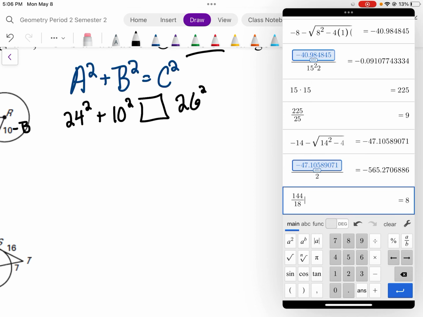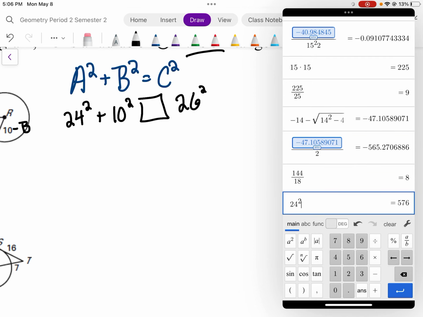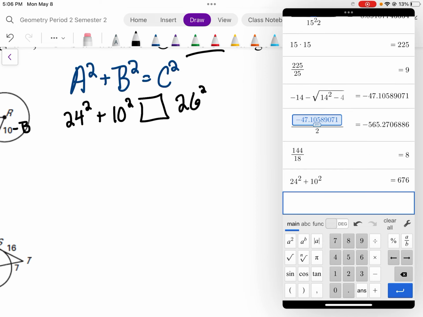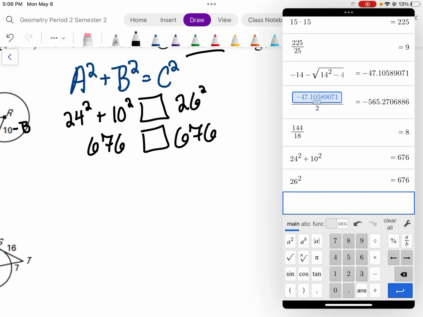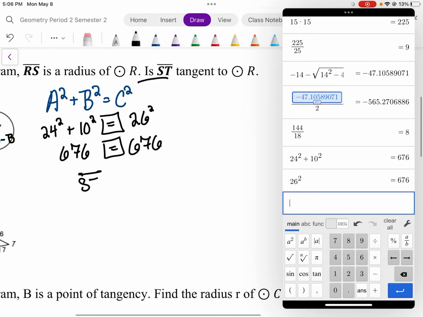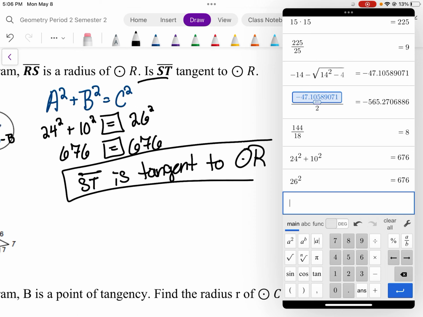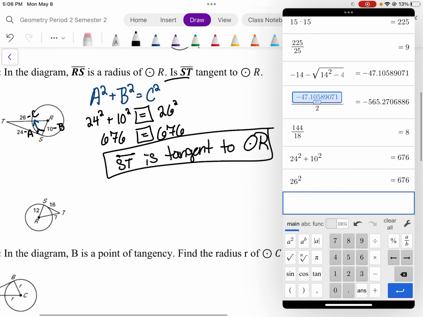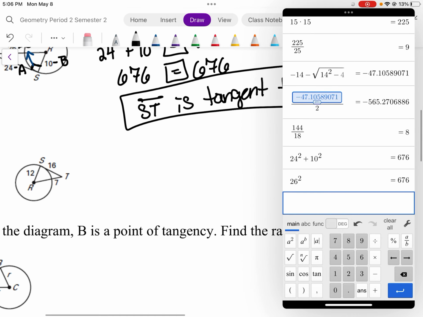So if we type this in, 24 squared plus 10 squared, that is going to be equal to 676. And if we look, 26 squared is also 676. So because these two are equal, we can say that ST is tangent to circle R. And that would be our answer. So if it works in Pythagorean theorem, then we know that segment is tangent. So again, let's try in the next one.